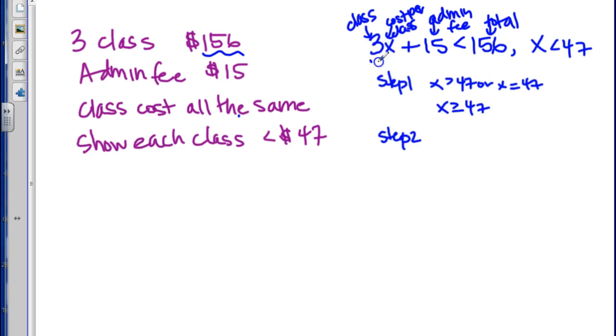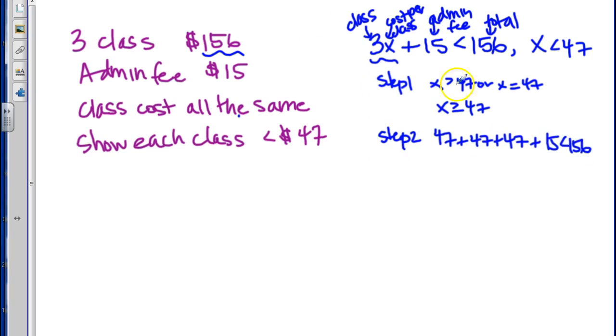But in this case, we know that we need 3 of those that are equal. So let's just pick a number that would satisfy this. You can do 47, 48, 49, 50, it doesn't matter. I'm going to do 47 because it's the smallest number possible. So I have 3 classes that are $47 and $15 should be less than 156.